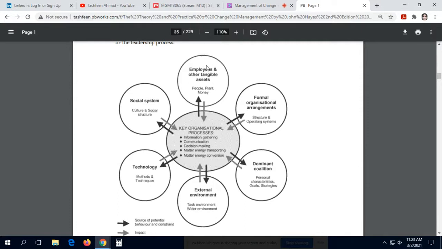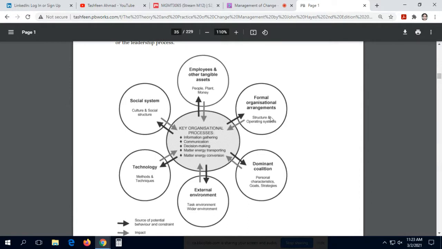Another is tangible assets. So you can call it intangible and tangible assets also. So people, plant, money, all of that. You need to think about that. Look at this: dominant personal characteristics, goals, strategies. Technologies. Yes, that is very important, of course. External environment. What are the things happening in the wider environment, in the society, any government laws, regulations which may impact the things, and see the arrows, going in and coming out.